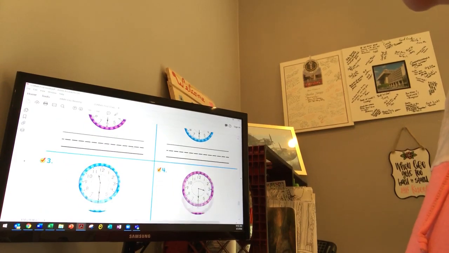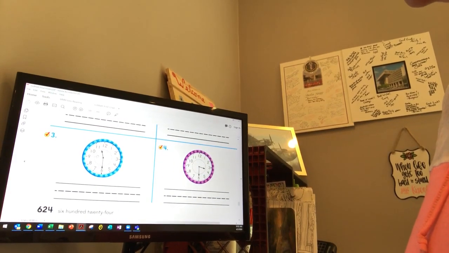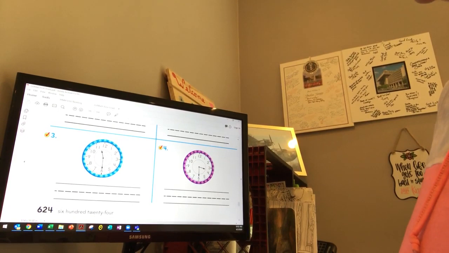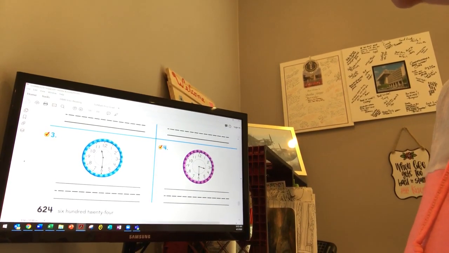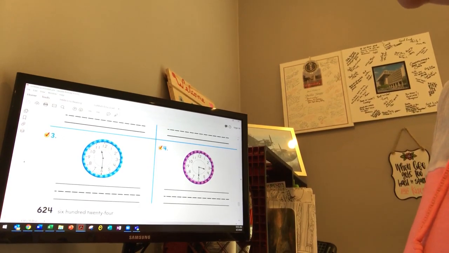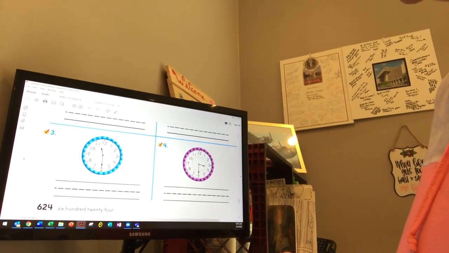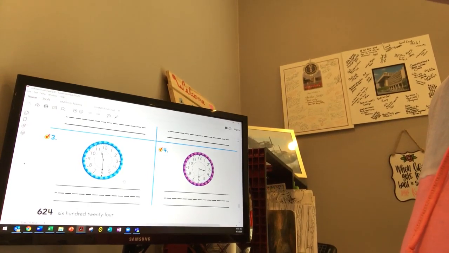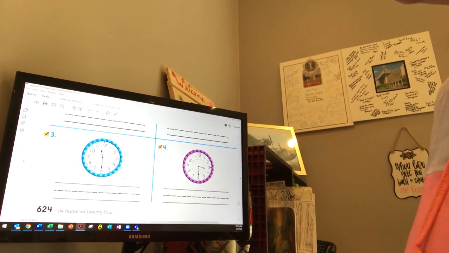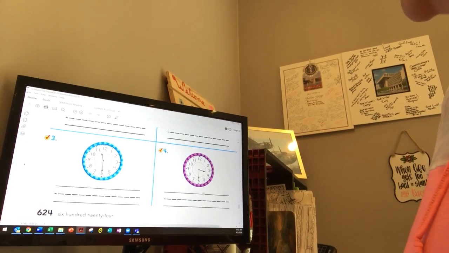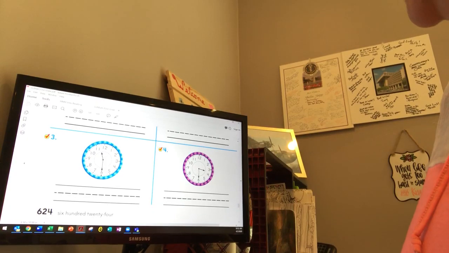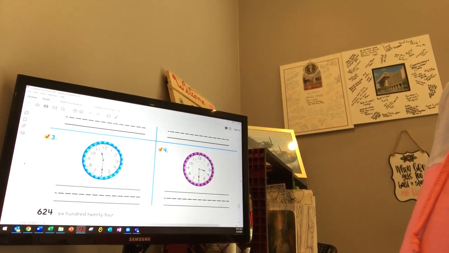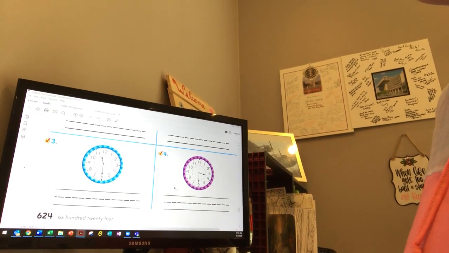Let's look at two more clocks. Look at the clock on number 3. We see the hour hand between 11 and 12 and the minute hand pointing down to the 6. So we can read this clock as 11:30. And our last clock, we see the hour hand is between 3 and 4, and the minute hand is down at the 6. This tells us this clock is reading 3:30.